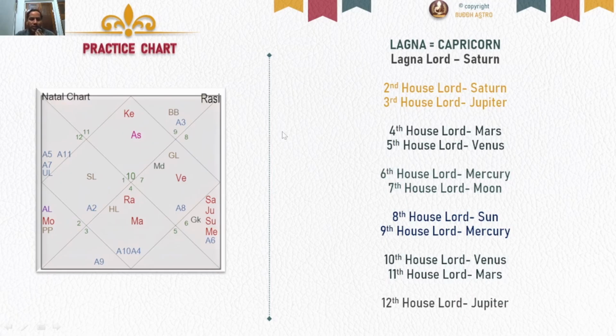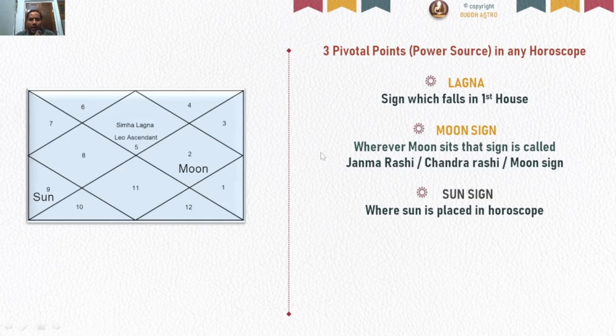This is how we understand what a Rasi chart is. This is the Rasi chart and how it is represented. I hope you can easily understand. Let's see next. Now, in any horoscope, there are three power sources or three pivotal points which are very important. The first point is Lagna. What is Lagna? This is the first house, which is known as Lagna. So, whatever sign falls in the Lagna, that Lagna Lord becomes very important.